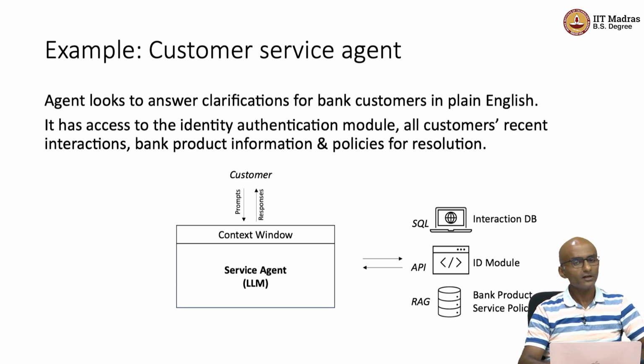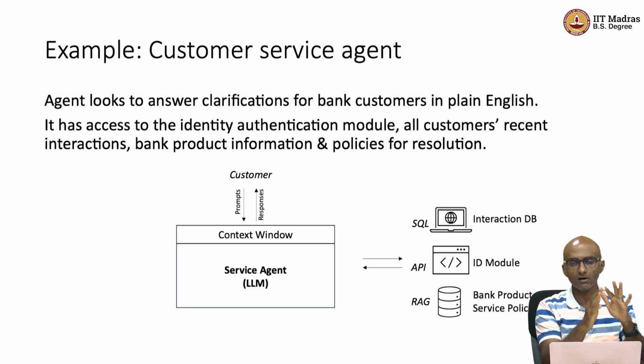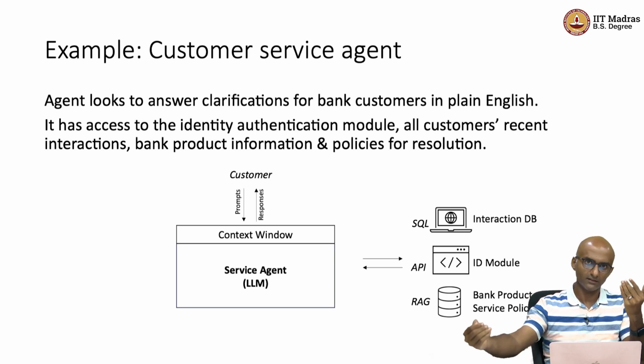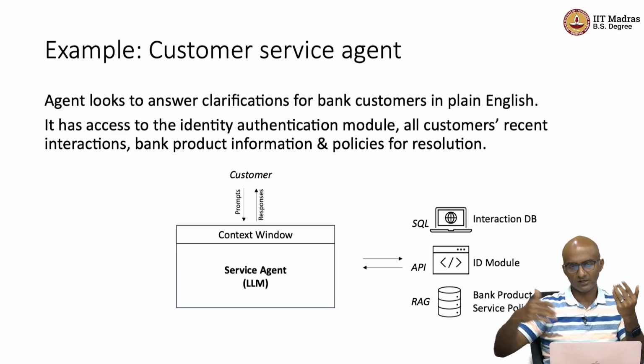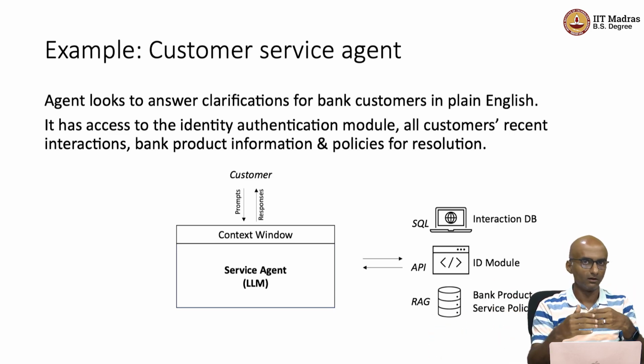So you need to have access to a few different types of information. Firstly, you need the ability for the agent to say, am I talking to the right customer? I don't want somebody masquerading as me and collecting information about me from the agent because the agent is not authenticating correctly. That would be wrong, right? So authentication has to happen correctly. And then the customer's recent data interactions will have to be fetched. The bank's product information has to be fetched, and then the policies for resolving questions also have to be fetched.